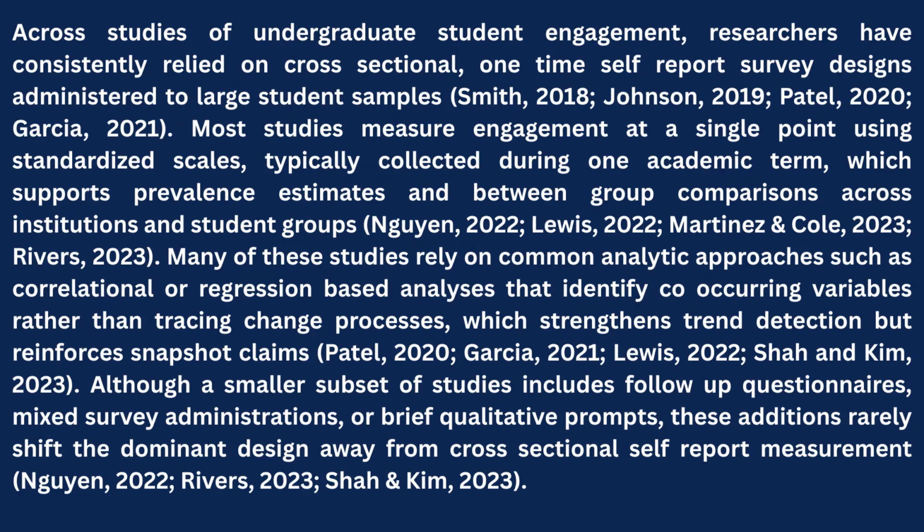Across studies of undergraduate student engagement, researchers have consistently relied on cross-sectional, one-time self-report survey designs administered to large student samples. Smith, 2018, Johnson, 2019, Patel, 2020, Garcia, 2021. Most studies measure engagement at a single point using standardized scales, typically collected during one academic term, which supports prevalence estimates and between group comparisons across institutions and student groups.